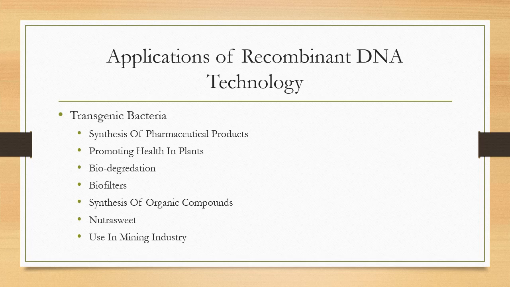Previously, insulin was obtained by killing animals and obtained from the pancreas of pigs, goats, cattle, but with this technology we can easily make insulin from bacteria. And the other use of these transgenic bacteria is promoting health in plants. Transgenic bacteria are used to promote health of plants.